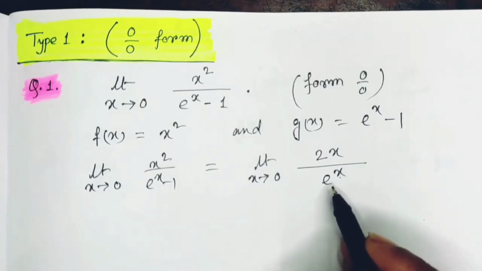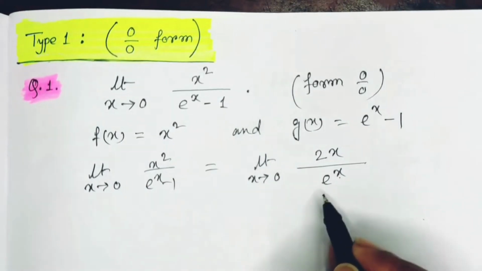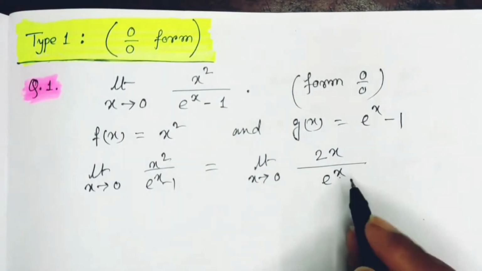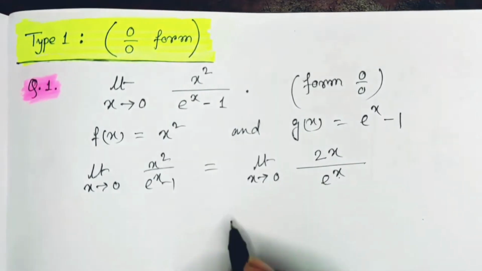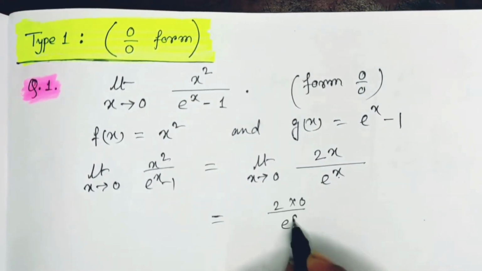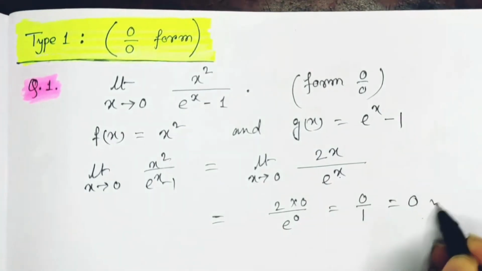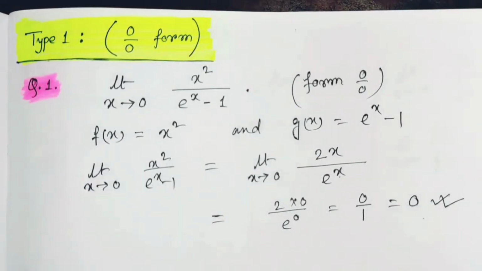That means we should stop here and simply substitute the value of x. If we substitute, we find it is 2 into 0 divided by e to the power 0. That means it is 0 by 1, which is 0. So this is the value. Okay, so I think it is very simple. Let us do the next one.